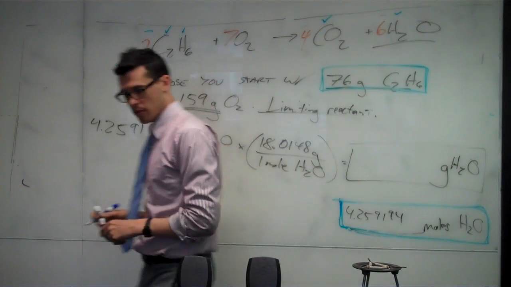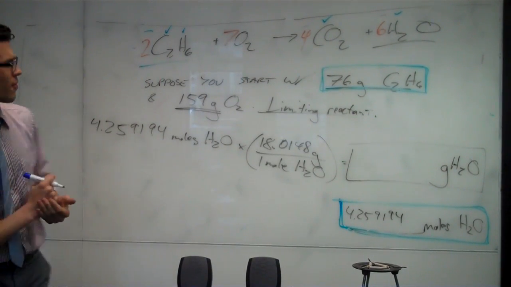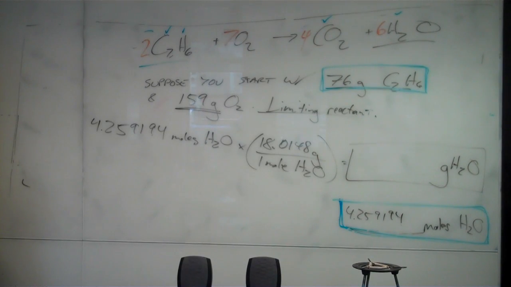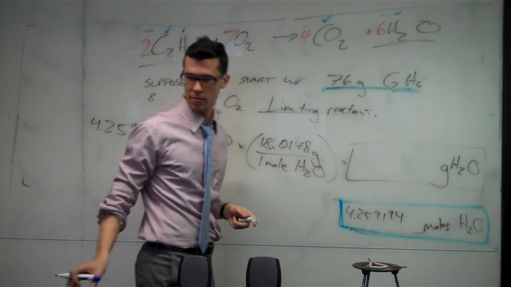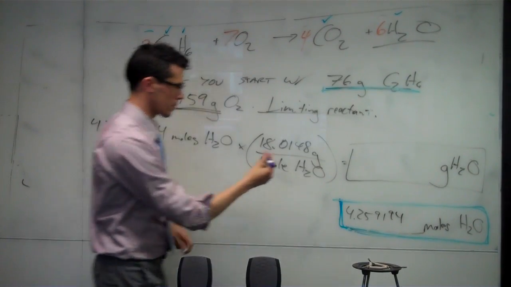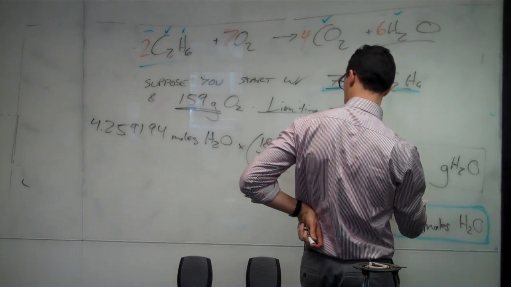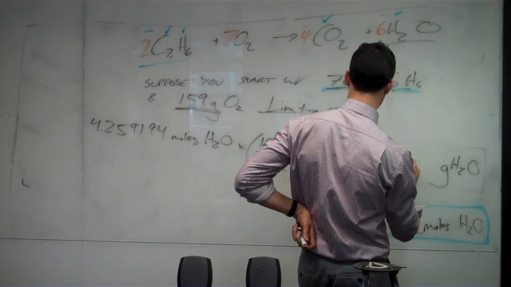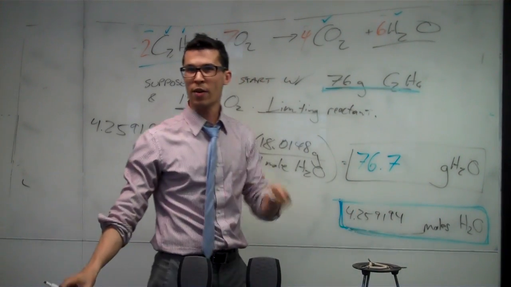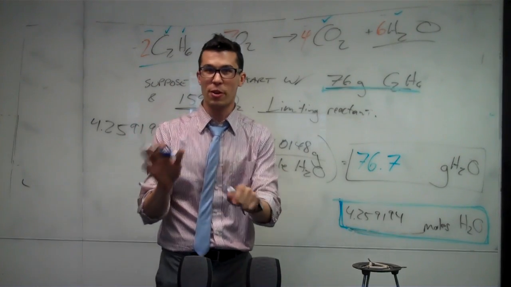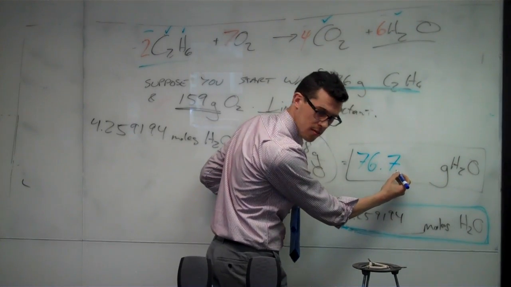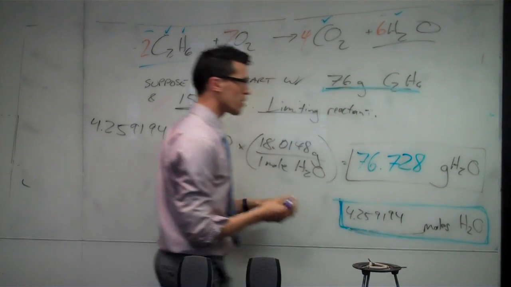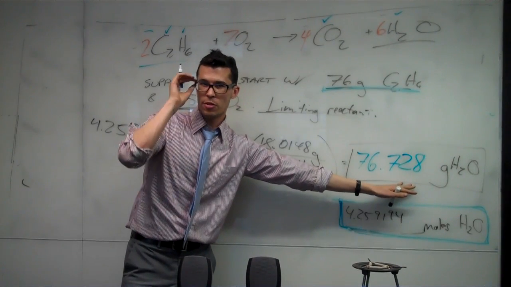So this is going to be grams of H2O. 76.7. So to round this, for general you don't need to worry about rounding it. Report it to 3 decimal places for general. Always report it for general.